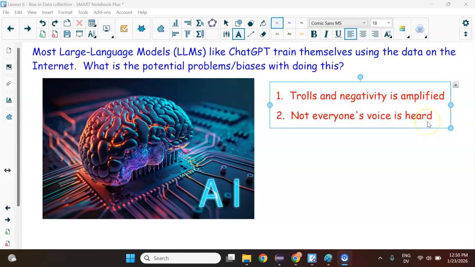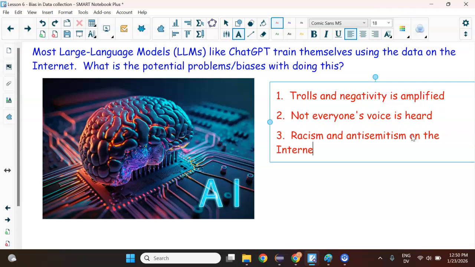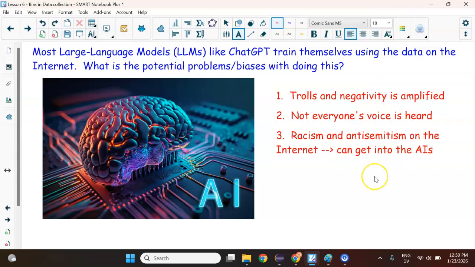Okay, and then the final one, I'll show you some examples of this here, but because there's racism and anti-Semitism on the internet, those can get into the AIs, right? Those thoughts can end up getting in part of the AI because they're all over the internet, unfortunately.